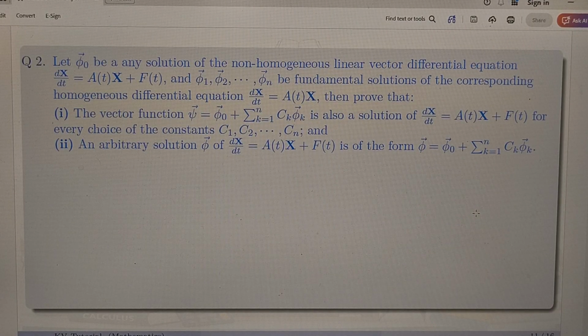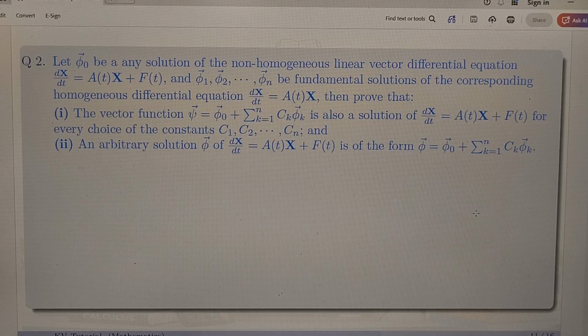Okay. So next, move to the next question. The question is, let φ0 be any solution of the non-homogeneous linear vector differential equation dx/dt equal to A(t) into x plus f(t), and φ1, φ2, ... φn be fundamental solutions of the corresponding homogeneous differential equation dx/dt equal to A(t) into x. Then prove that number 1, the vector function ψ equal to φ0 plus summation k equal to 1 to n ck φk is also a solution of the non-homogeneous system. And number 2, an arbitrary solution φ of the non-homogeneous system is of the form φ equal to φ0 plus summation k equal to 1 to n ck φk.